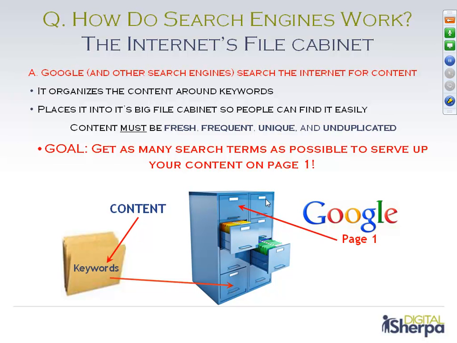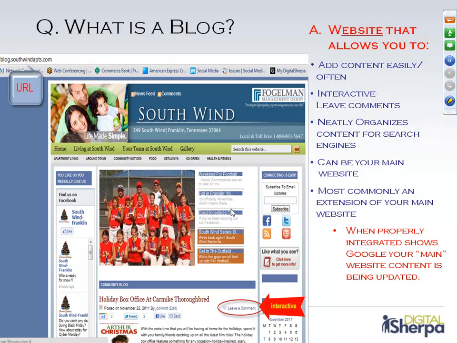That's step one. Now, remember the rule. That content must be fresh, frequent, unique, and unduplicated. So step one is to write content to create keywords. The more keywords that are available, the more ways people can find you. Step two is to now get as many of those keywords as possible to be moved to the front file cabinet, which represents page one on Google. The more keywords that you can create and get to page one, the more ways people can find you. Simple, right? But how? That's where blogs come in.